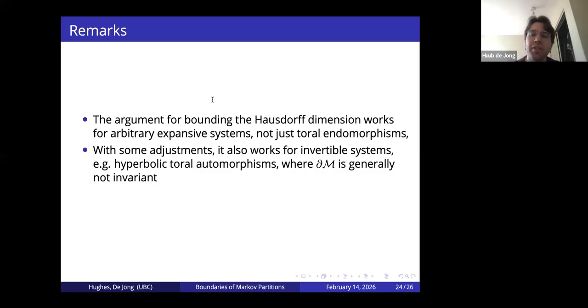But I can also do this in the case of invertible systems. For invertible systems, the definition of a Markov partition is a little more involved, but a similar argument works in that case, even though the boundary itself is not an invariant set in the way that we have for expanding systems. This would, for example, apply in the case of hyperbolic toral automorphisms. Then we have a bound with almost the same expression. There's an extra term, but the same technique works there.